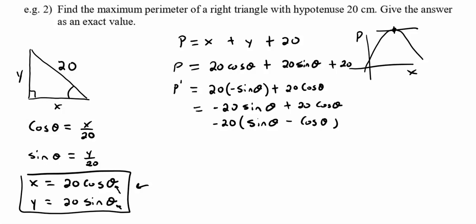All right, and now that's a pretty good way to write it. So I think we're pretty set up. And now what we want to do is set that equal to 0, because I wanted that slope to be 0 at the top. So I'll divide both sides by negative 20. So this is really 0 is equal to sine theta minus cos theta. So sine theta is equal to cos theta.